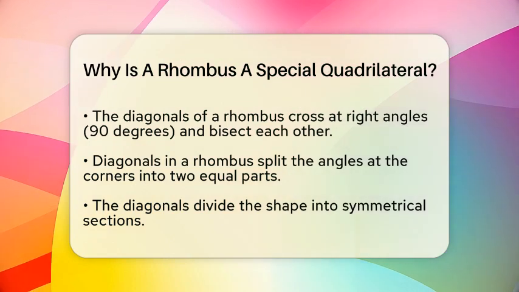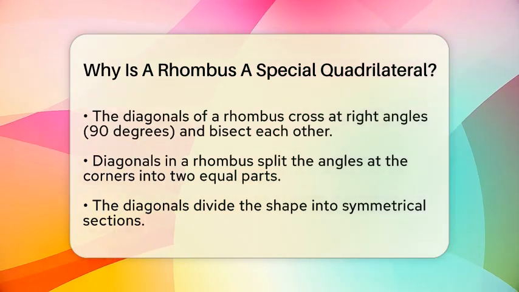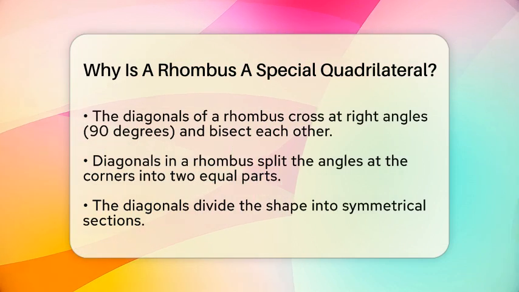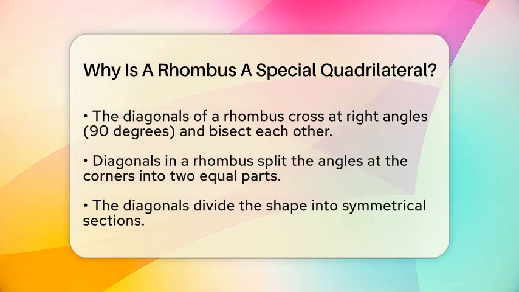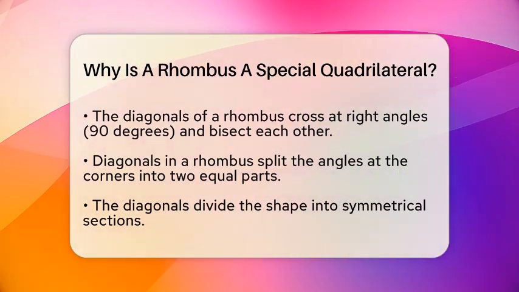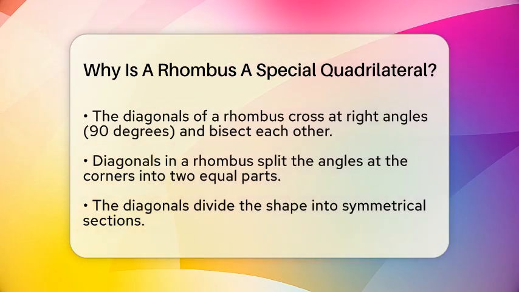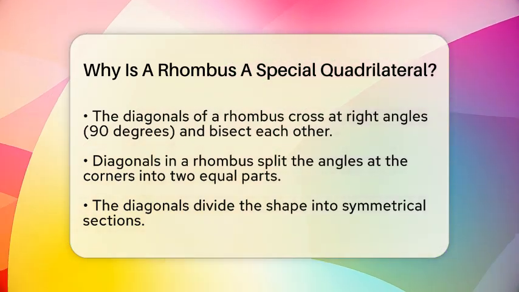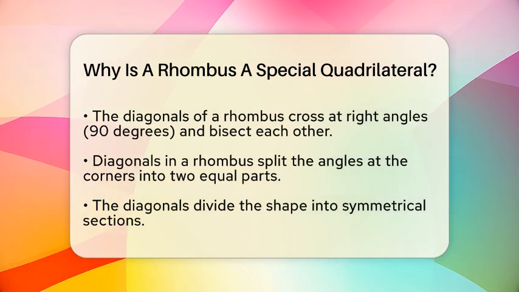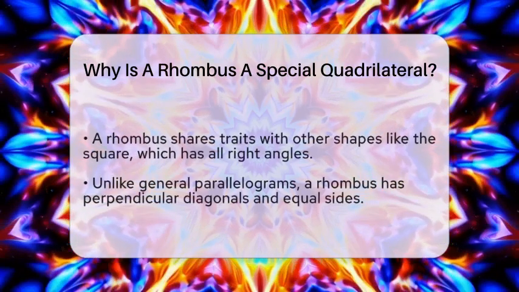Now the diagonals are where things get really interesting. The diagonals are the lines that connect opposite corners of the shape. In a rhombus, these diagonals cross at right angles, meaning they form a perfect 90-degree angle. They also cut each other exactly in half, so each diagonal is divided into equal parts.